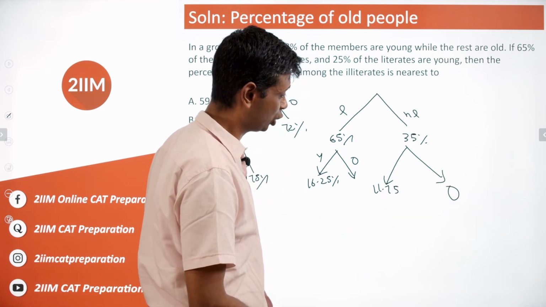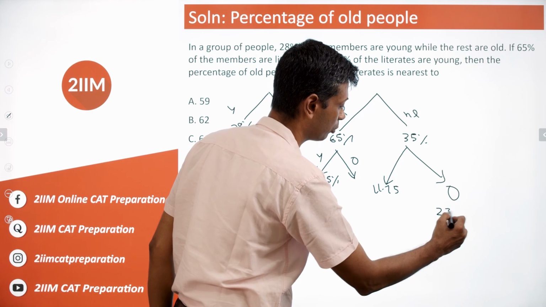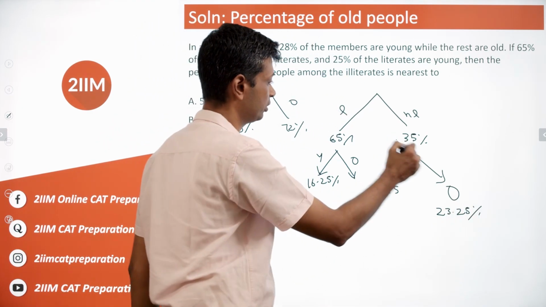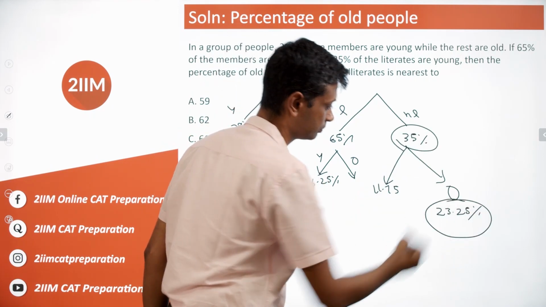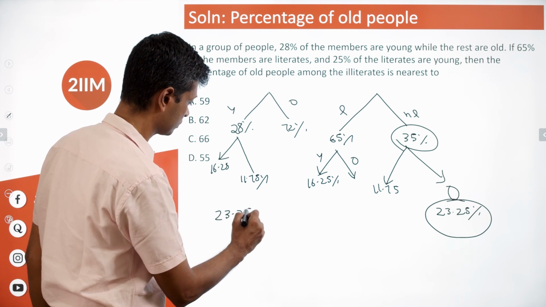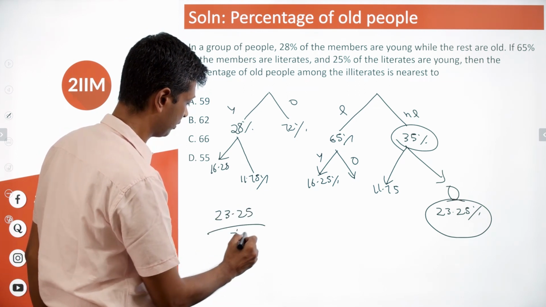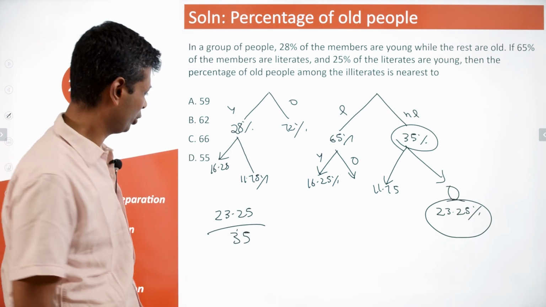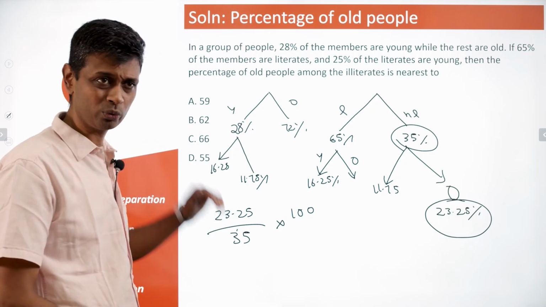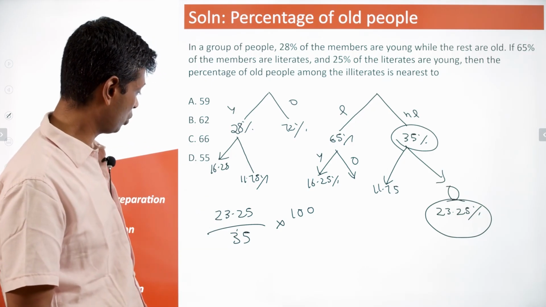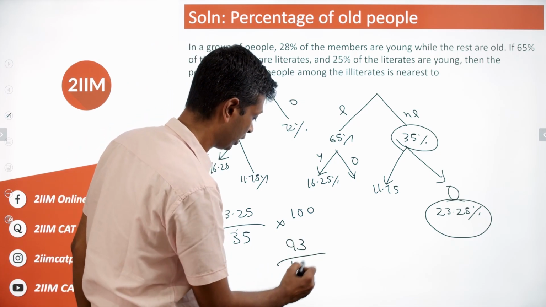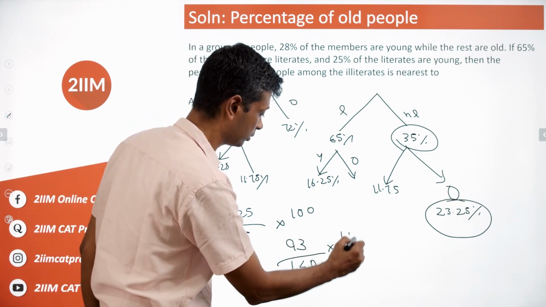35 minus 12 is 23. This will be 23.25%. So what percentage of this number is this number? That's our question. So we're looking for 23.25 divided by 35 into 100. So I'm going to multiply by 4, the numerator and denominator, because I don't want to deal with 0.25. 23.25 into 4 is 93, by 140 into 100.